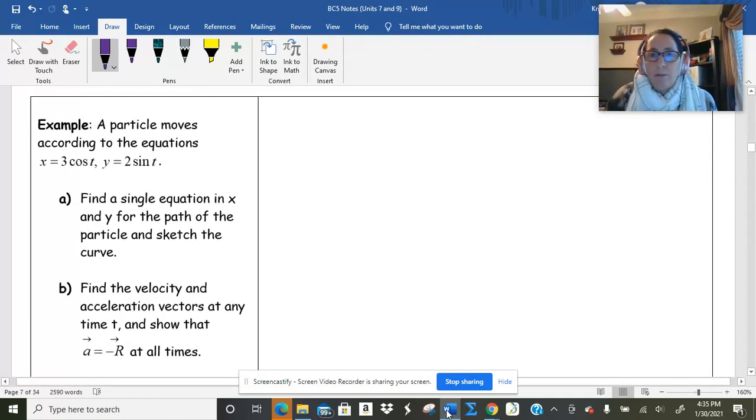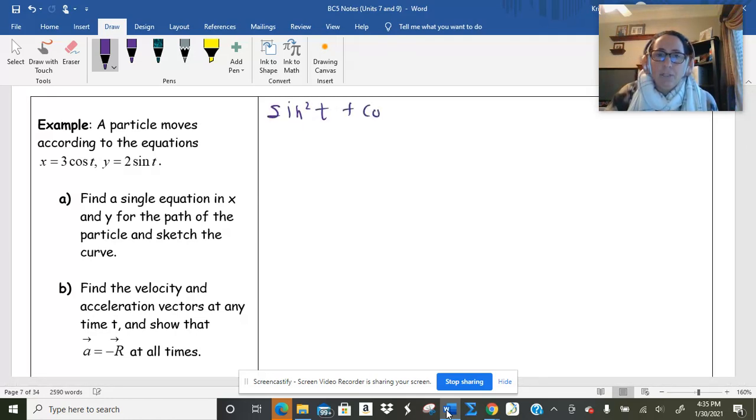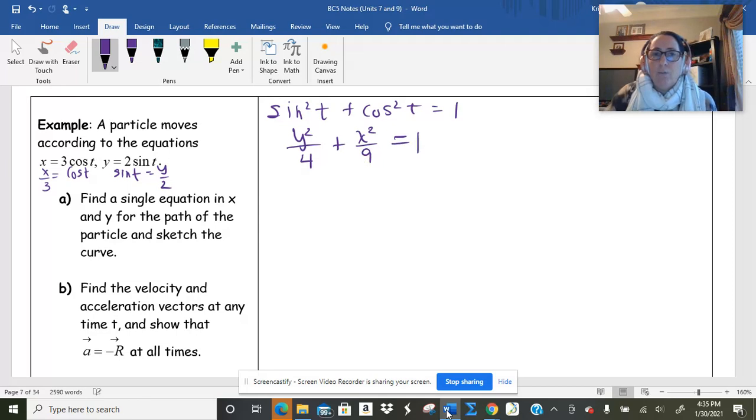Okay, so first I want to look at this single equation. This is where the prior pre-calc comes in, remembering sine squared t plus cosine squared t equals 1. So what would sine squared be? Sine t here is y over 2, so sine squared would be y squared over 4. Cosine here would be x over 3, so cosine squared is x squared over 9. And all of that equals 1. So this is an ellipse centered at 0, 0. On the x, we go out 3, and on the y, we go out 4.